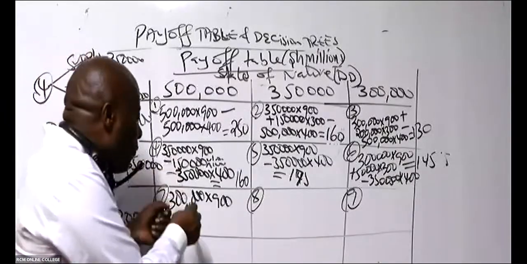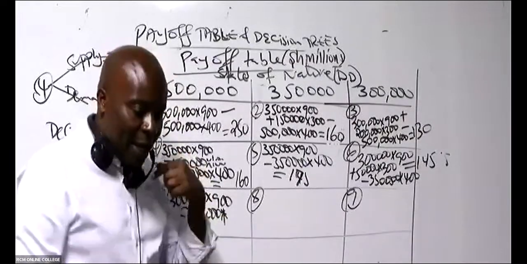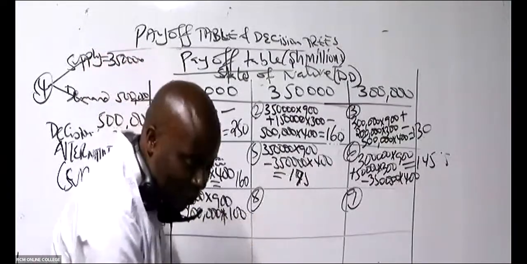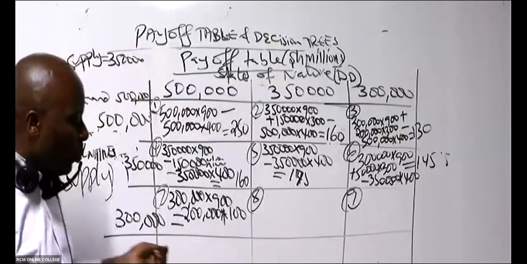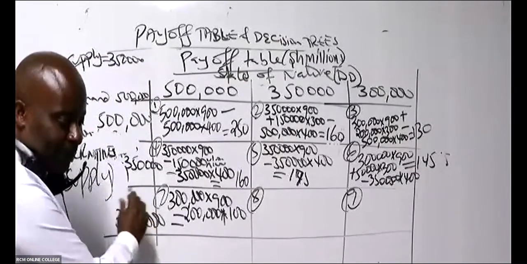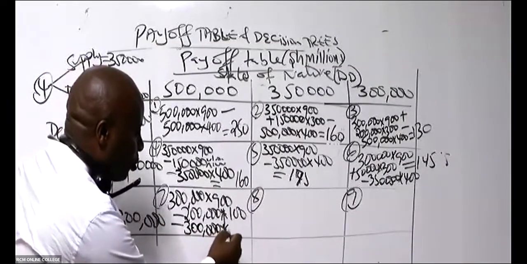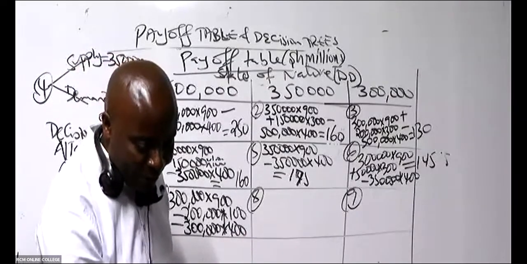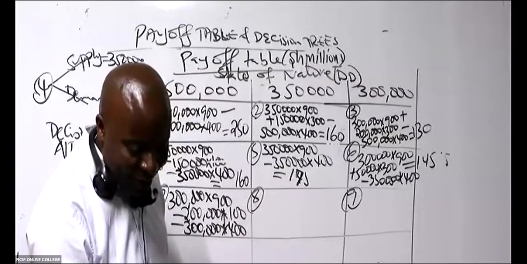How many guys am I disappointing? 200,000. And for every person that I disappoint, my company loses how much? 100. My company loses 100. All right. And then now minus the cost of production. Cost of production is always pegged on this. So minus 300,000 times the cost of production of an umbrella, which is 400. Which then at the end of the day will give us what figure? 130,000.